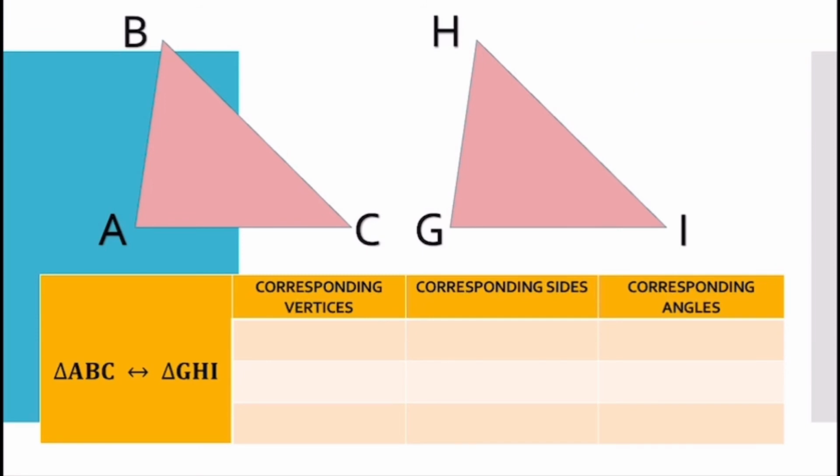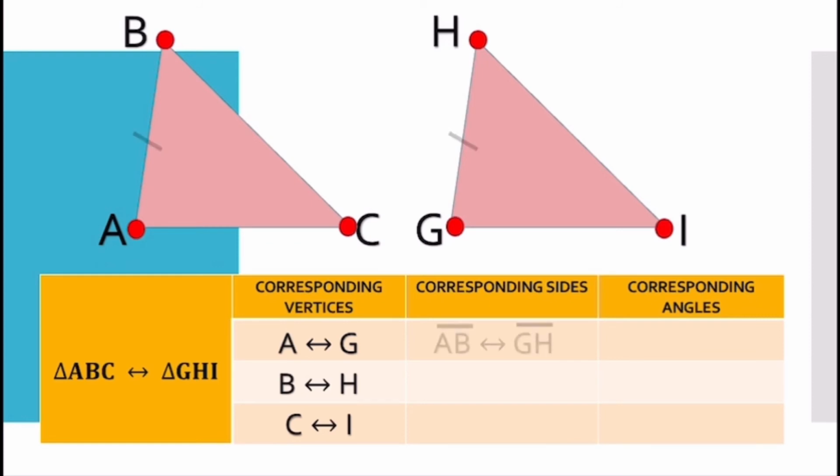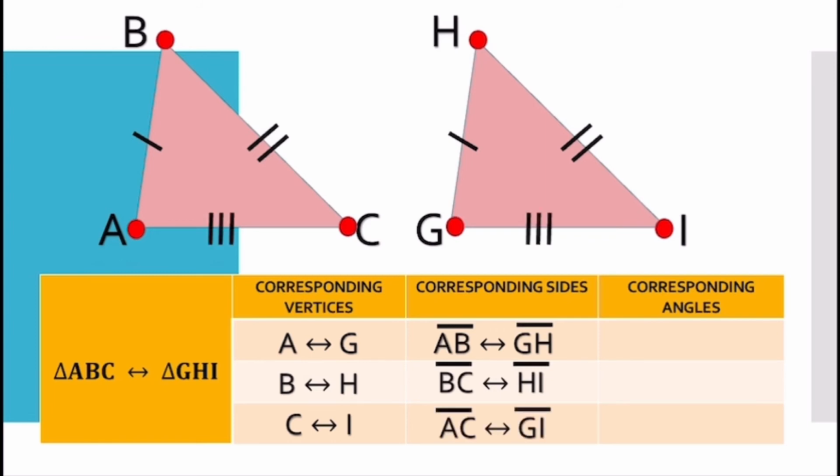Time's up. So now, let's check your answer. For our corresponding vertices, we have point A is same as point G. Point B is same as point H. Next, we have point C is same as point I. For our corresponding sides, line segment AB is same as line segment GH. Line segment BC is same as line segment HI. And line segment AC is same as line segment GI.